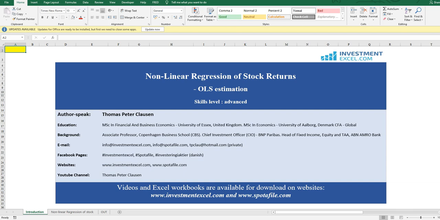investmentexcel.com in today's session, where I will give you a brief introduction to linear regression's more flexible counterpart, the nonlinear regression. I will implement the model on a time series of stock returns as a simple function of time.